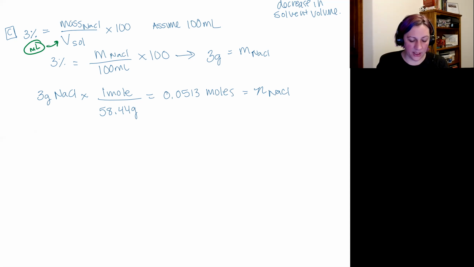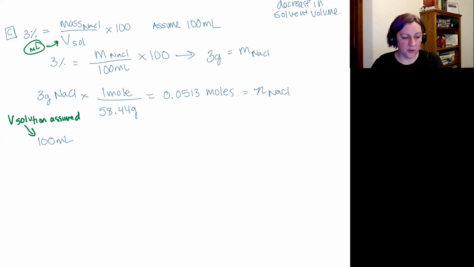If I have 100 milliliters, I need to just convert this. So this is for my total solution. So this will be my volume that I assumed to get that 3 grams. So the 100 milliliters converts into 0.1 liters, just using a dimensional analysis, quick metric conversion.